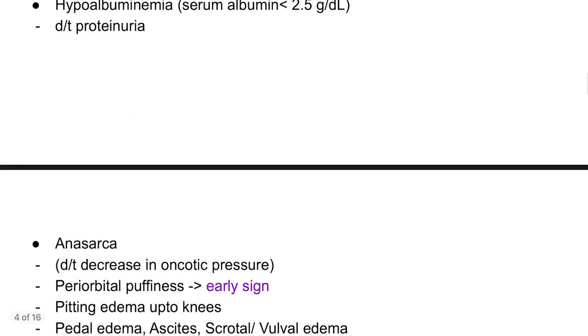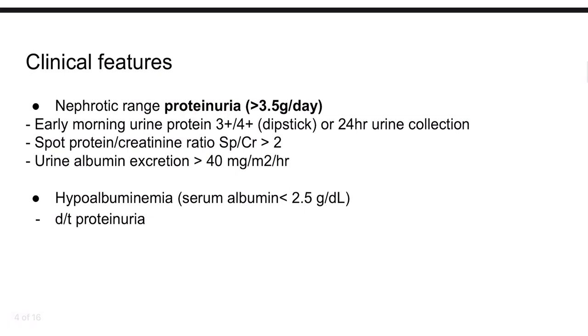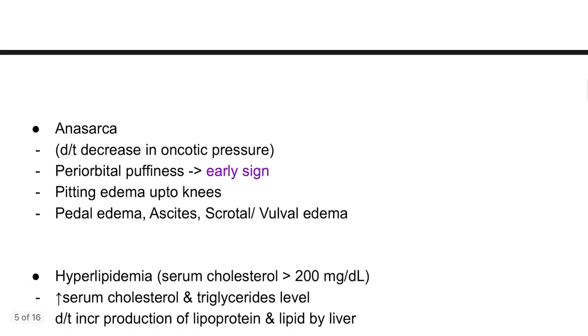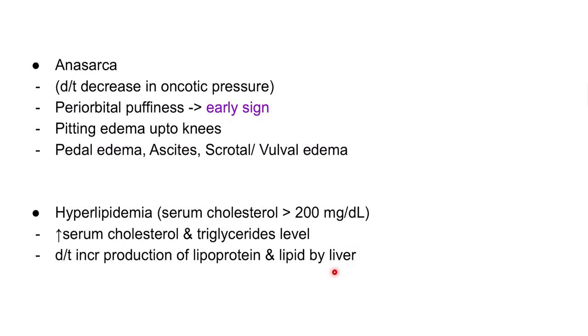Now since proteins are lost in the urine and there is less protein in serum, the liver tries to compensate this protein loss by increasing the production of lipoprotein and lipid. So this increases the serum cholesterol levels and serum triglyceride levels. And hence we have hyperlipidemia, in which the serum cholesterol is more than 200 milligram per deciliter.